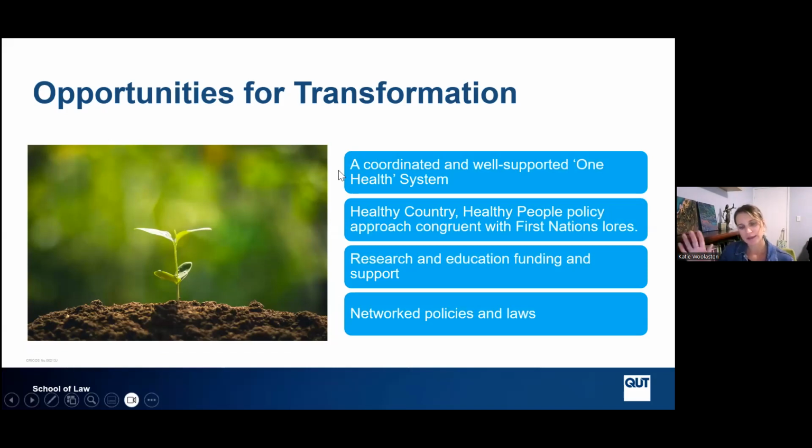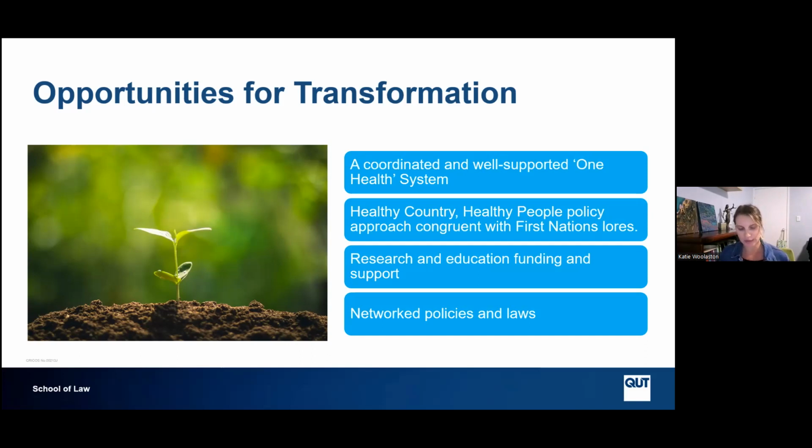So when we were thinking about, going back to that blueprint, what we want to be and how to get there, we came up with a series of steps, a series of things that we needed to concentrate on, or that we were recommending the government concentrate on, when looking at a more holistic, multidisciplinary One Health framework. So the first thing was a coordinated and well-supported One Health system.